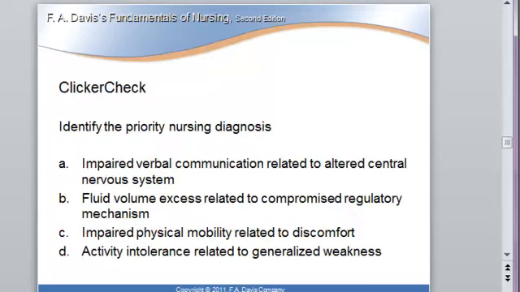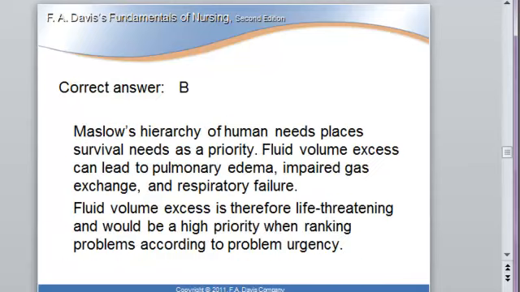So on our ClickerCheck, it says identify the priority nursing diagnosis. A is impaired verbal communication related to altered central nervous system. B, fluid volume excess related to compromised regulatory mechanism. C, impaired physical mobility related to discomfort. Or D, activity intolerance related to generalized weakness. And the answer is B, Maslow's hierarchy of human needs.